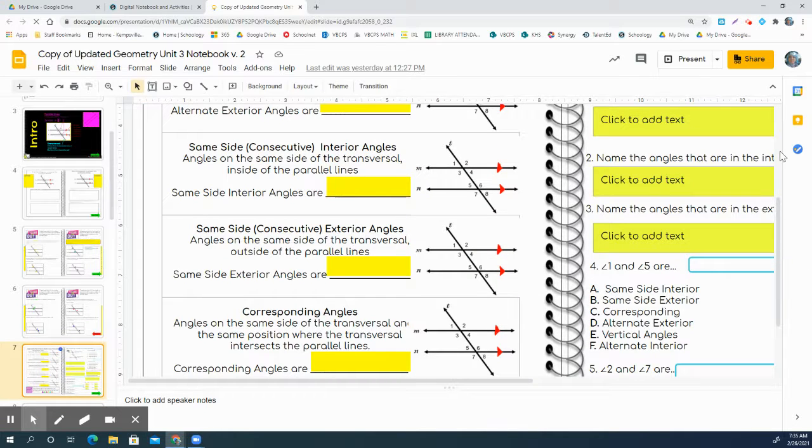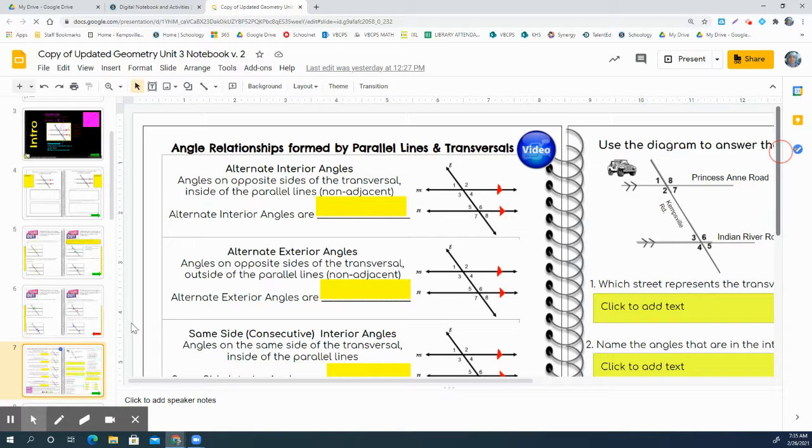All right. If you go to slide 7, question number 1 over here, I'm looking for alternate interior angles. What's an example of a pair of alternate interior angles? So I want opposite sides of the transversal and inside the parallel lines. So I want alternate and interior. So on opposite sides, they also have to be in separate intersections. So I wasn't clear on that. So alternate interior angles are in separate intersections.